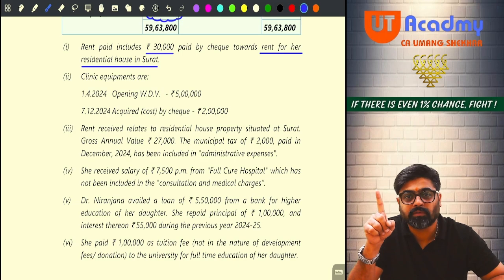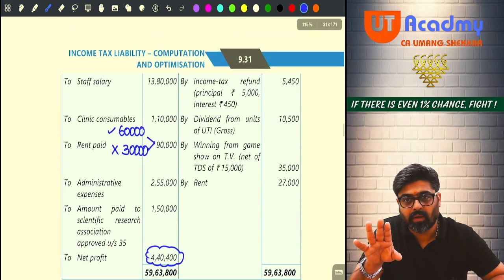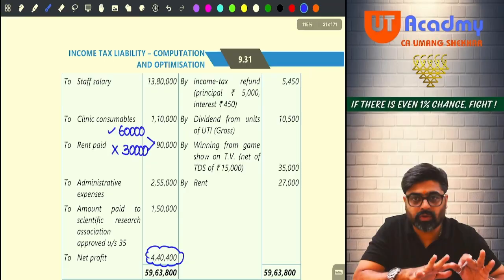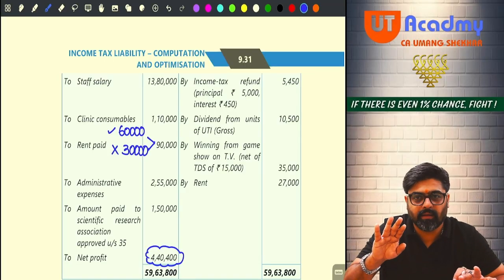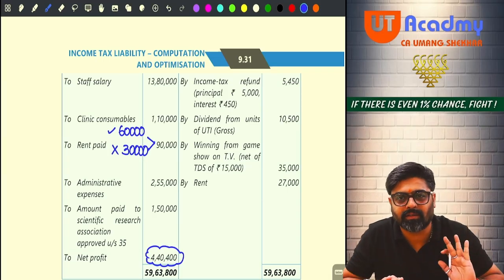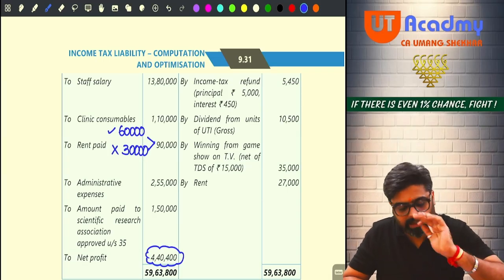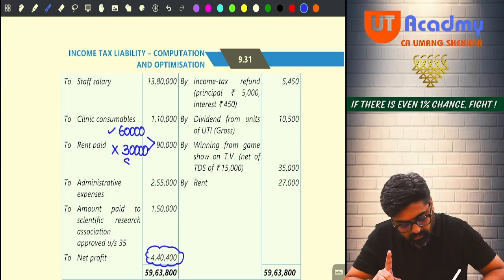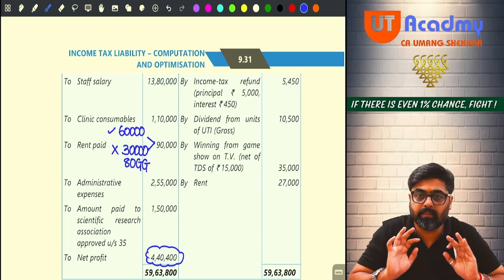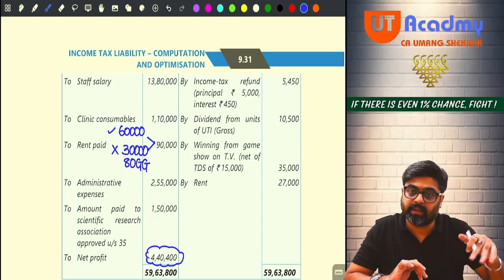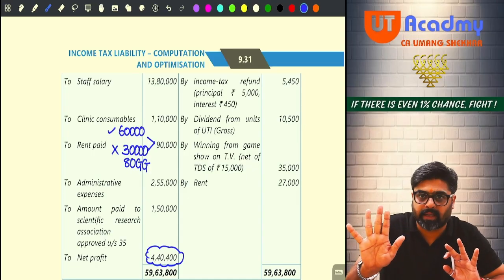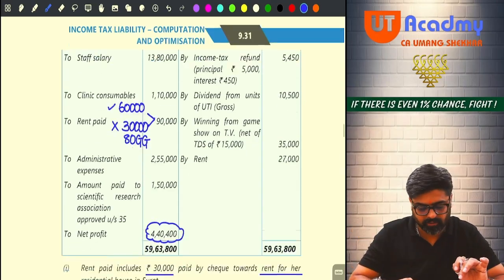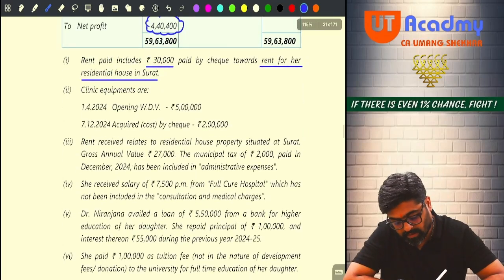So right now, based on the information, I can say that I can take 80GG, but subject to further conditions. Whether 80GG will be allowed or not is something we have to see later on. But 80GG I can take. Okay, wait. Now this information is done.